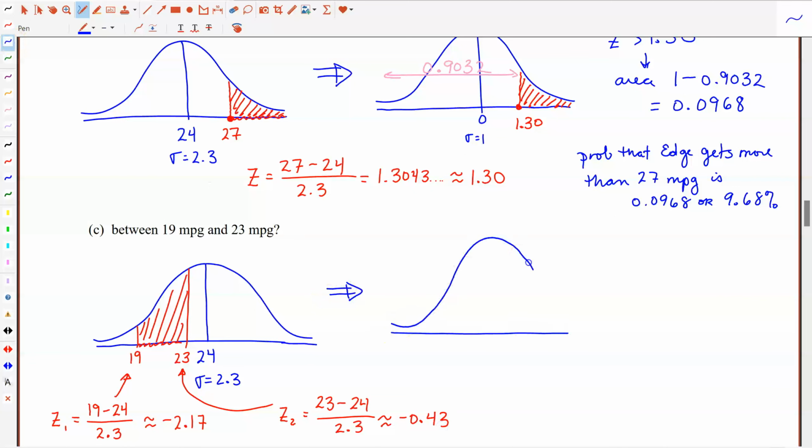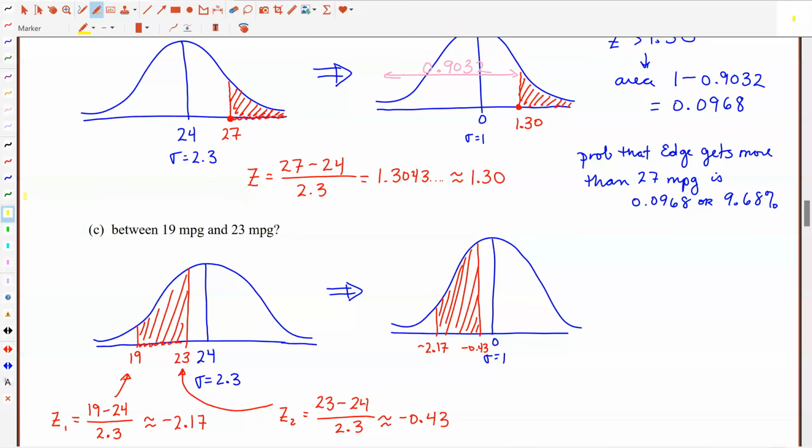I'm going to sketch a new curve. The standard normal distribution has a mean of 0 and a standard deviation of 1. And we are going to put down the z-scores that we are working with. So I have negative 2.17, which is all the way out here to the left, and negative 0.43, which is somewhere closer to my 0. I'm trying to find the area in between them, so let's go ahead and mark those.